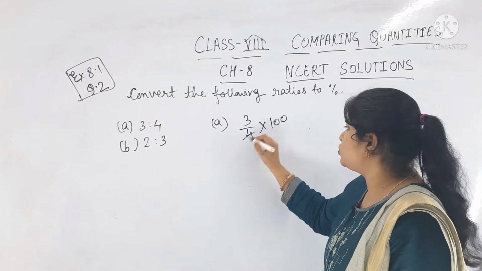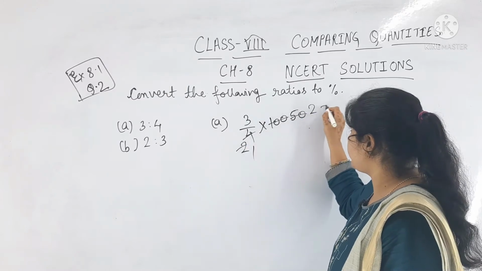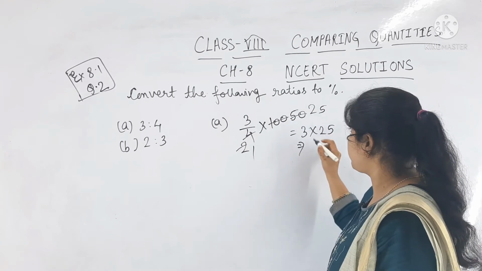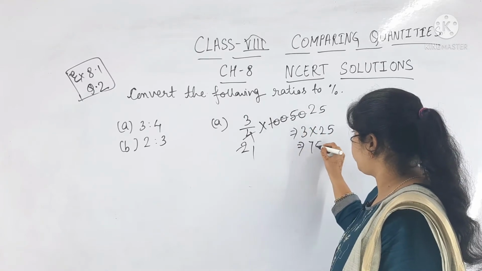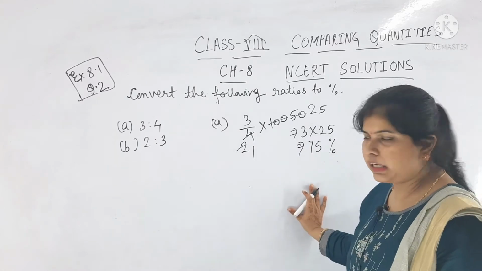Here 2 twos are 4, 2 fives are 10, 2 zeros are 0, 2 ones are 2, 2 25s are 50, equal to 3 into 25. 3 25s are 75. So here 75% is your answer A.